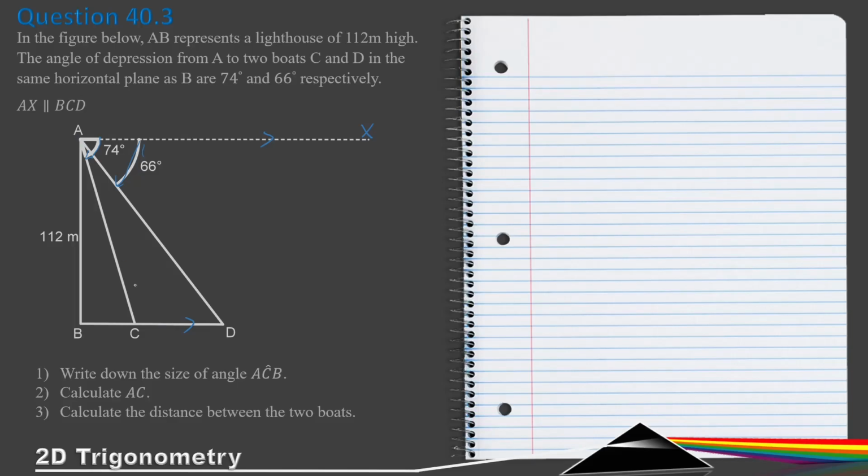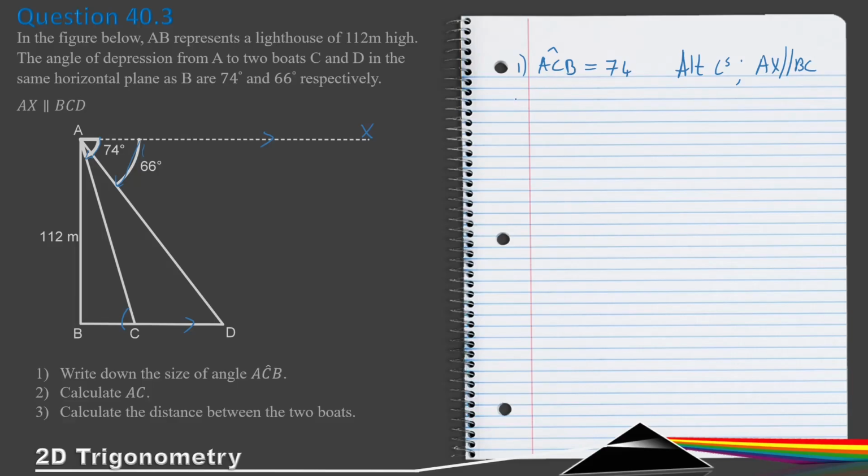ACB is this angle, and since these two lines are parallel to each other, they form a Z, so they are alternate angles, and we know that alternate angles are equal. Therefore ACB is equal to 74, alternate angles, whereas AX is perpendicular to BCD, or we can just say BC or BD, it doesn't really matter.